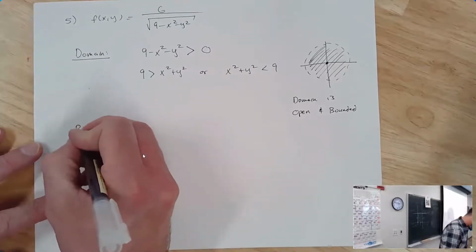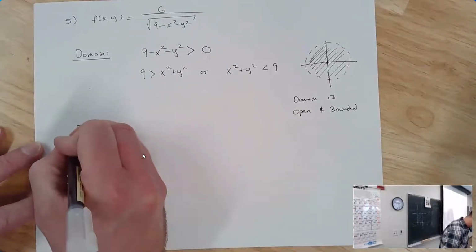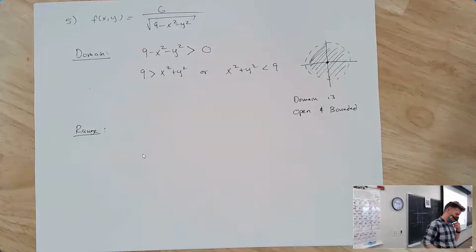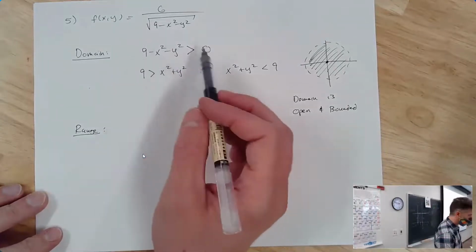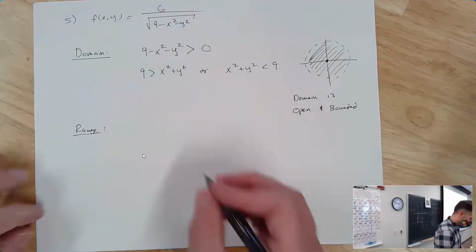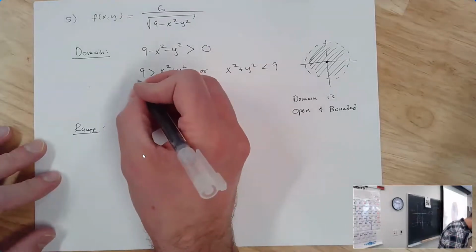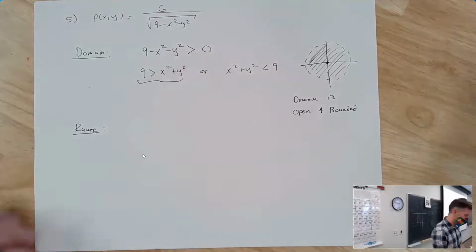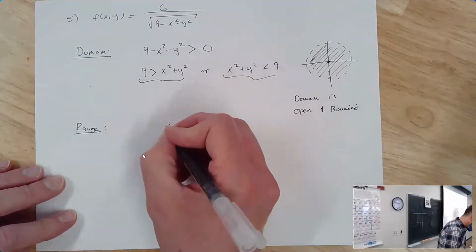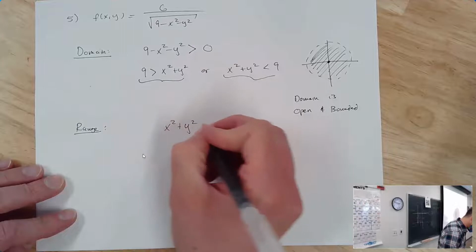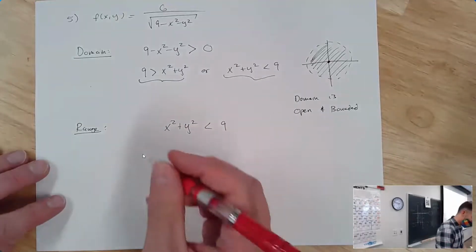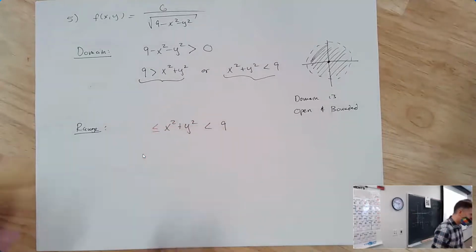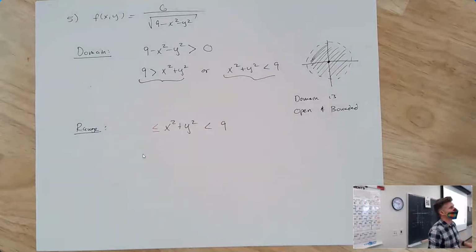Range is a little bit harder, but not impossible. So I've got this, but I've got something else as well. Let's start with this. Let's be smart about this. Here's what we know. We know this for sure needs to be true because that's our domain. And then I know you guys know this. What does x squared plus y squared have to be bigger than or equal to?